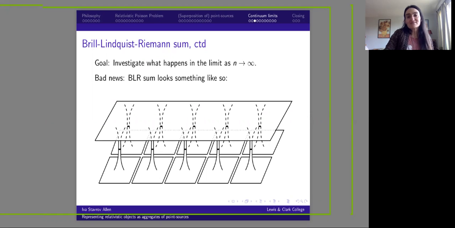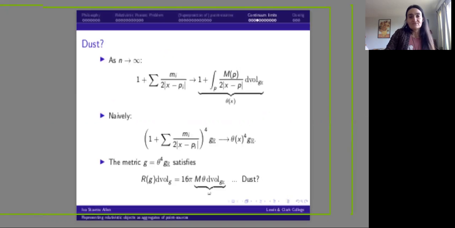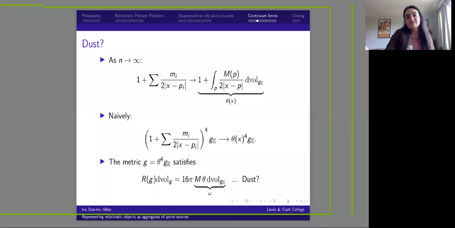And that maybe looks promising at first when you look at algebraic expressions. But of course, once you realize that the Brill-Lindquist metrics look this way, that becomes less obvious. And so what hope there is of this working has to be rooted in the observation that Riemann sum algebra, at least on a formulas level, converges to the function theta of x defined by this, in effect, Green's representation formula expression.